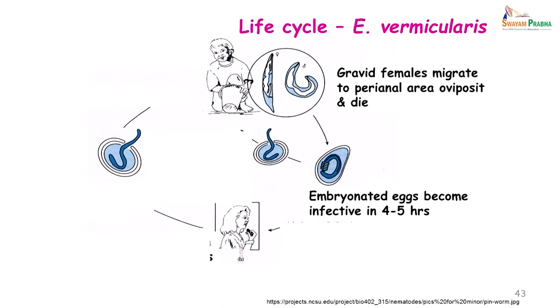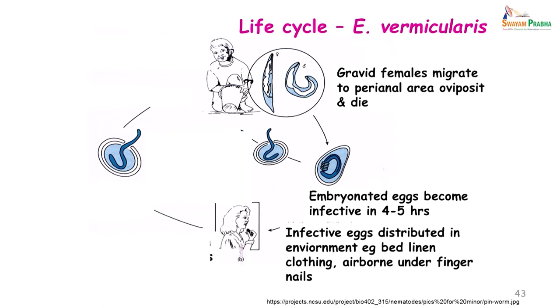The embryonated egg now becomes infective in 4 to 5 hours. Now, there are two cycles that this embryonated egg can take. One is that it is distributed in the environment. It may be present on the bed linen, clothing, through which it can get airborne, or it may be present under the fingernails. It's found under the fingernails because when the gravid female is laying the eggs in the perianal region, the child will have severe pruritus.